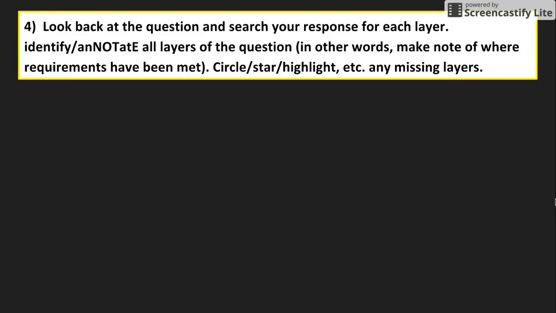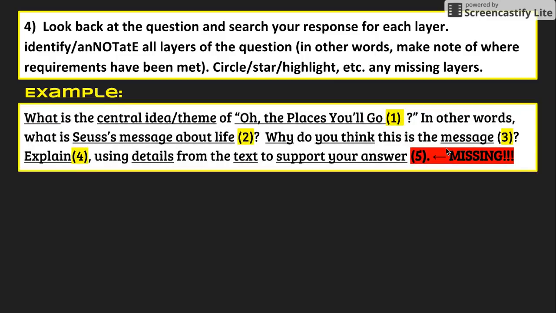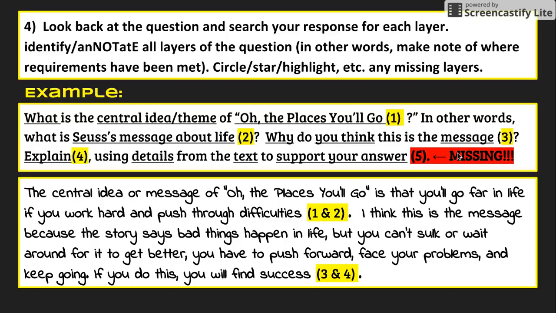Once you've crafted a response, you need to complete the 4th step, which is to look back at the question and search your response for each layer. Okay, you then have to identify or annotate all the layers of the question. In other words, make note of where the requirements have been met. So you want to circle, star, and highlight any layers that are missing. So what you have to do is you have to go back and look at that question, and then you have to search your response and write down, enumerate, identify where you've met each requirement. Okay, we'll talk about this point in just a second.